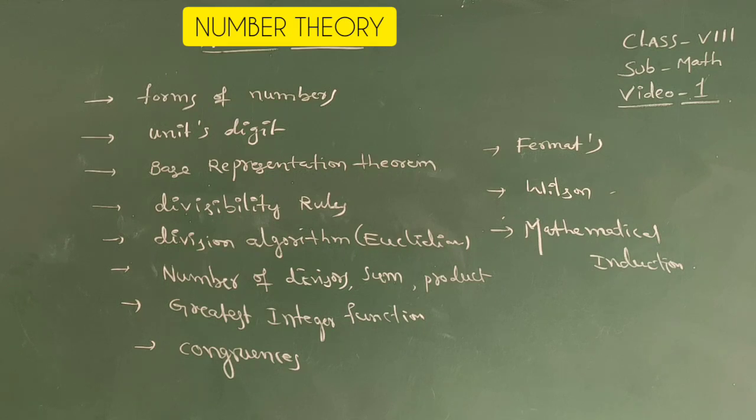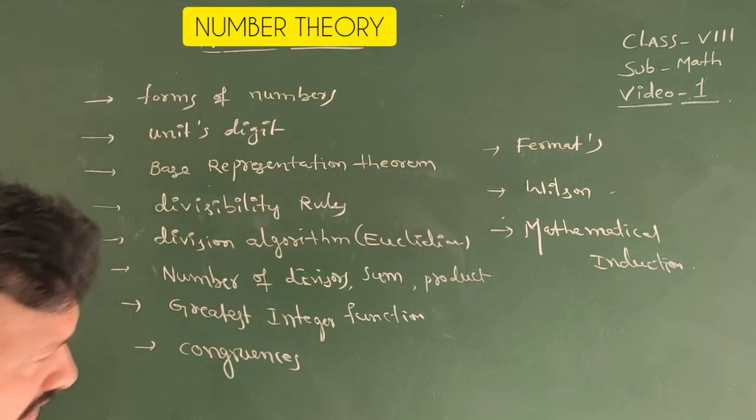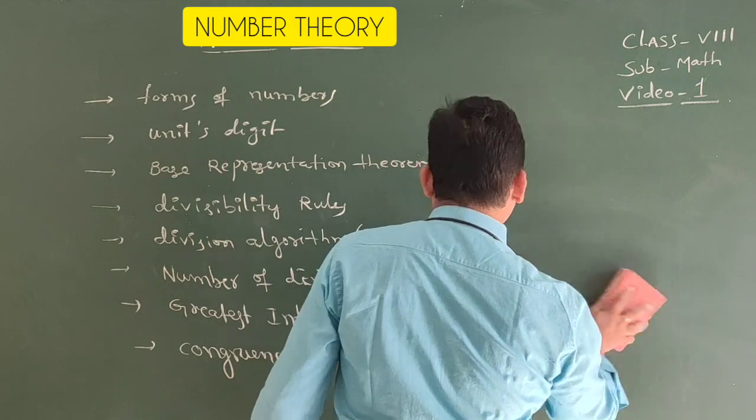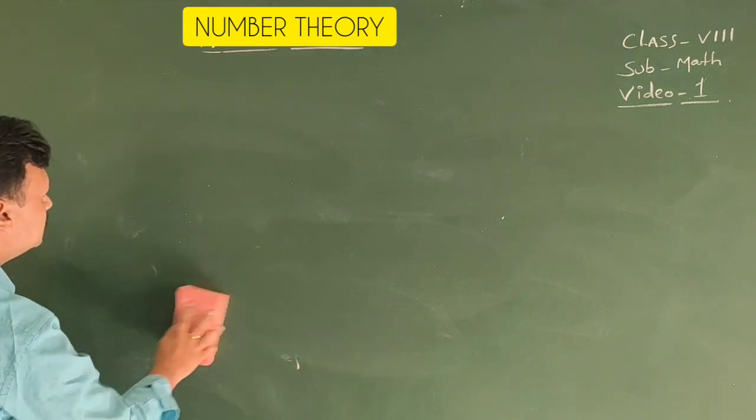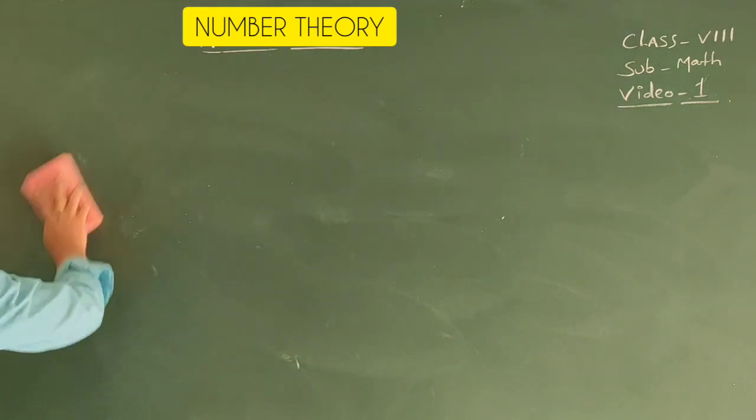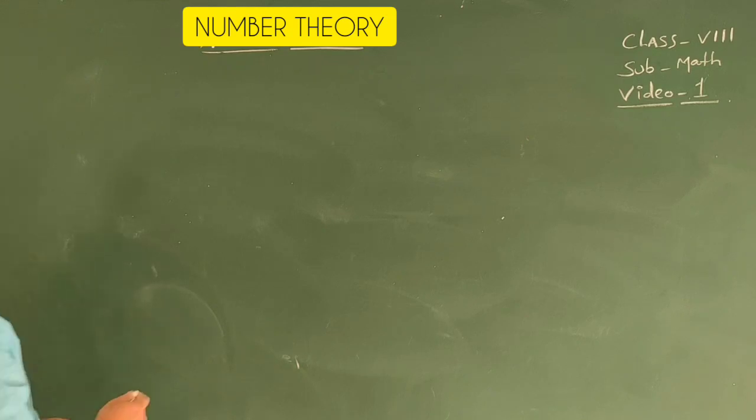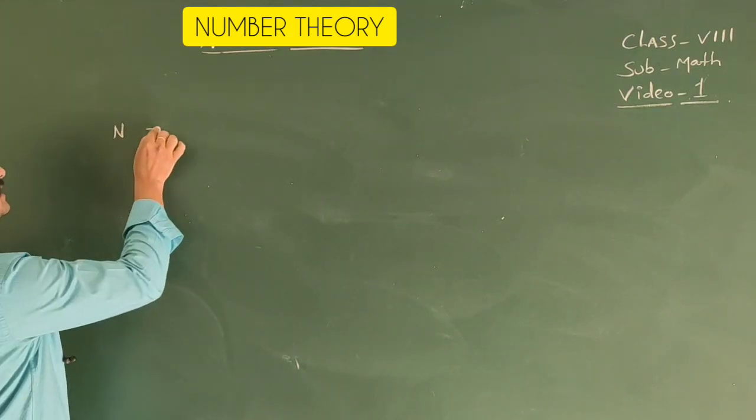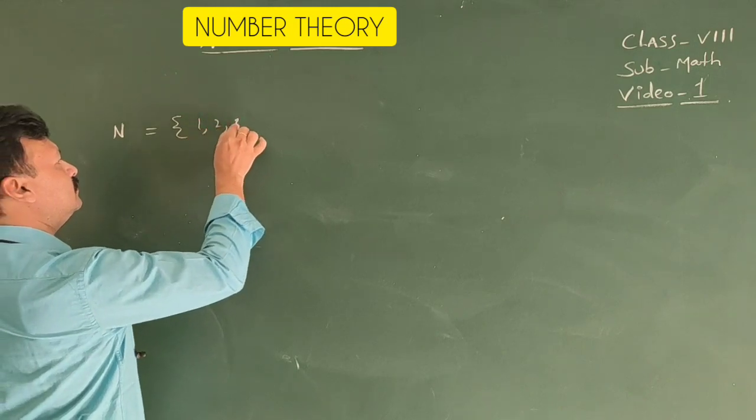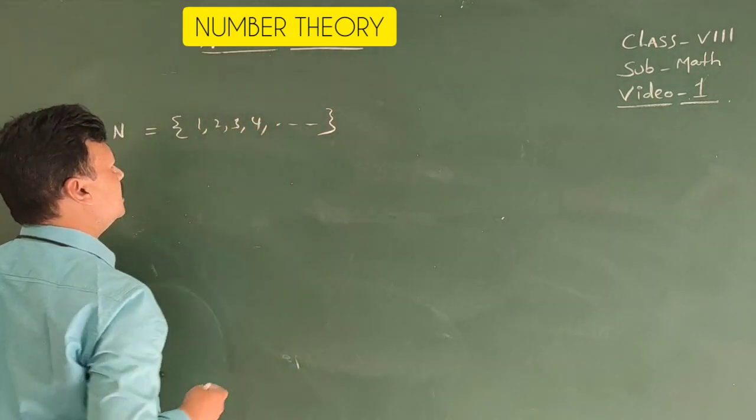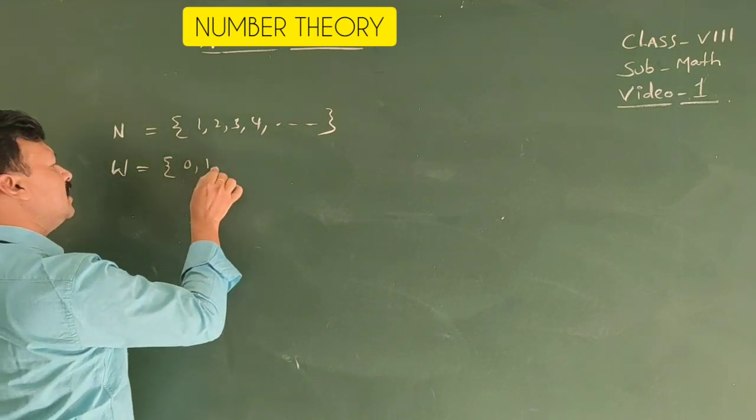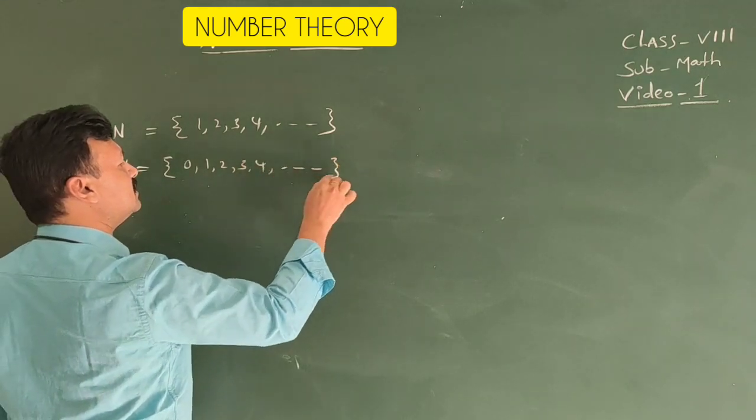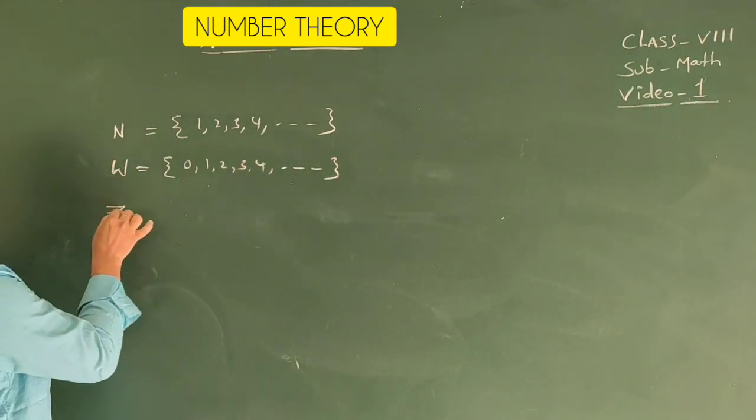The first one, forms of numbers and properties of numbers. In our number system, we have different types of numbers. We have natural numbers: 1, 2, 3, 4, and so on. All counting numbers are natural. Whole numbers: 0 along with the natural numbers are called whole numbers. And integers.